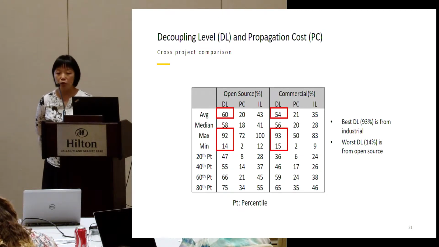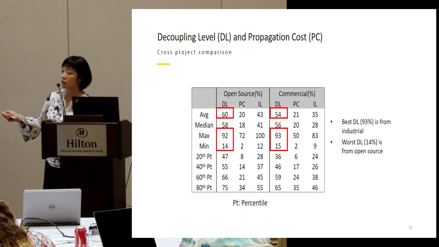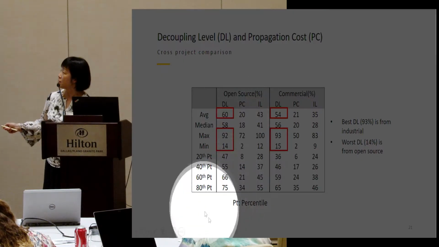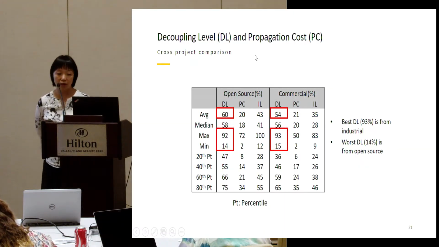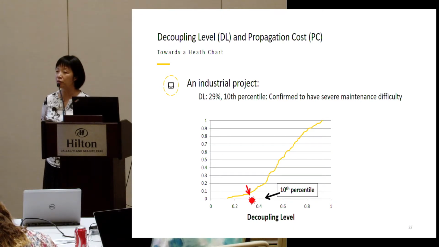And both open source and closed source projects have some really highly maintainable systems and really low maintainable systems. The lowest can be 14% DL, and 15% DL for commercial projects, right? But for commercial projects, we also find some really highly maintainable systems. They have really high DL, 93%. Okay. So given these numbers and these benchmarks, we are able to rank any software system.